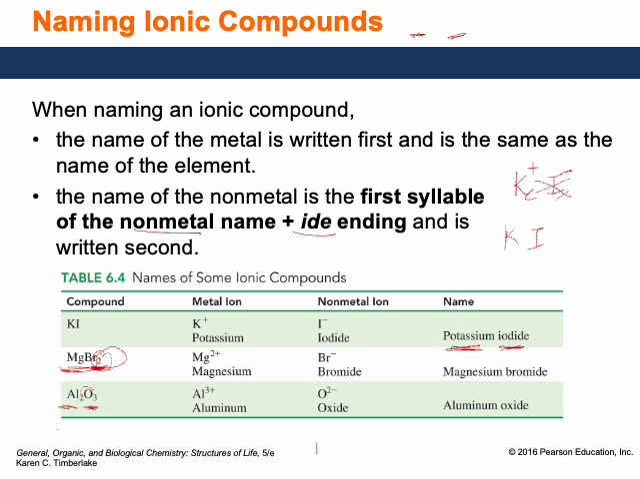Aluminum oxide: aluminum is group 3, so it is always 3 plus. Oxygen is group 6, 8 minus 6 is 2, so it would be -2. Now crossing over would give you Al2O3. That is why this is aluminum oxide.